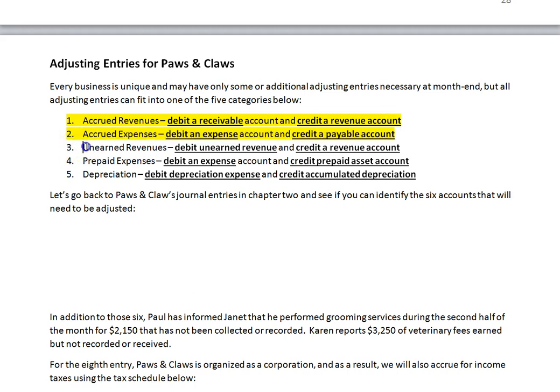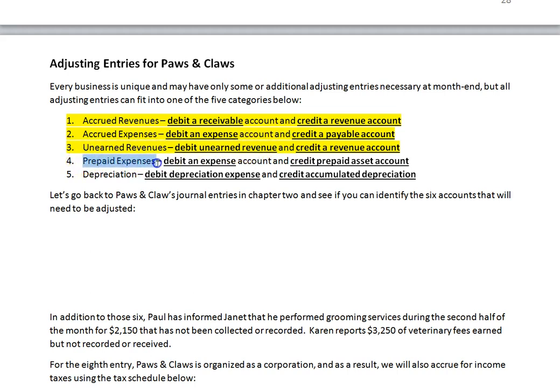Unearned revenue kind of gives itself away. We have unearned revenue, so we have to debit unearned revenue to remove it out of that account and actually move it to a real revenue account. So we're moving it out of a liability account into an actual real revenue account. That one always involves unearned revenue.